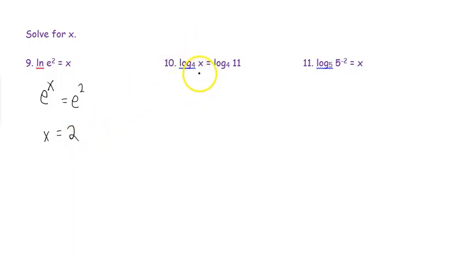Number 10, another example of that. Ignore the blue from Microsoft Word. Log base 4 of x equals log base 4 of 11. Well, they're both log base 4. So you could think about turning them into exponential form, but really it's not necessary. You can just see that if they're both base 4, the x has to equal 11. And then the third one, I again would change it into exponential form. My base is 5, my exponent is x, and then my answer is 5 to the -2. And again, it's clear they both have 5 as the base, so x has to equal -2.